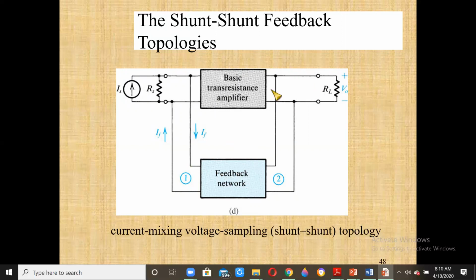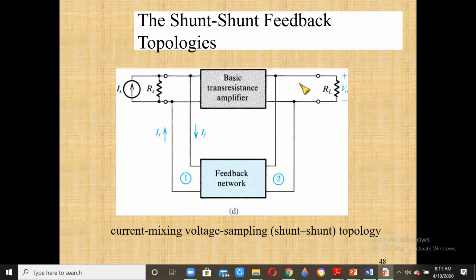What we have here is the current mixing, and what we have here is the voltage sampling. We are taking out the voltage here and feeding it as a current. So therefore, here we will have Is is equal to II plus IF, or II is equal to Is minus IF. And in the same way, the output is taken directly from here.